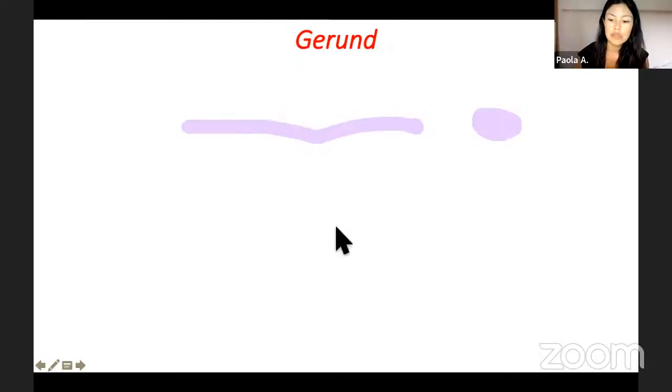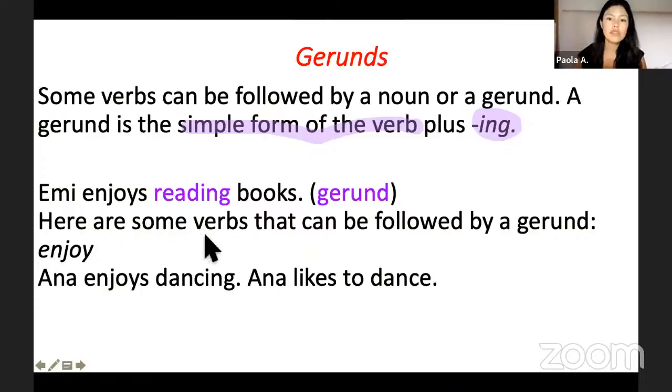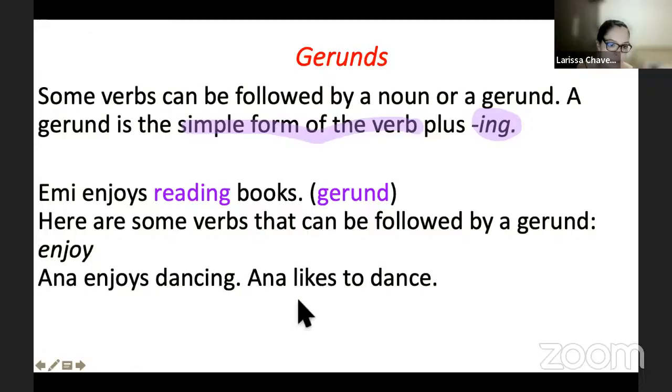So, I'm sorry. Could you read these two sentences, please? Okay. Amy enjoys reading books. Here are some verbs. Okay. Anna enjoys dancing. Anna likes to dance.